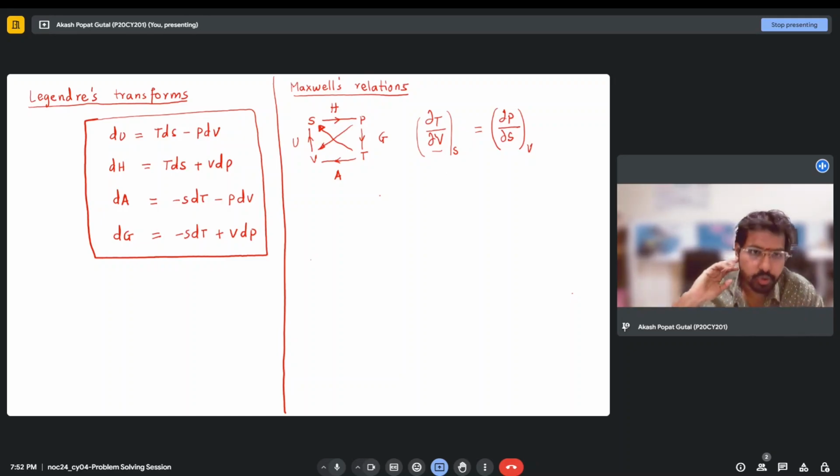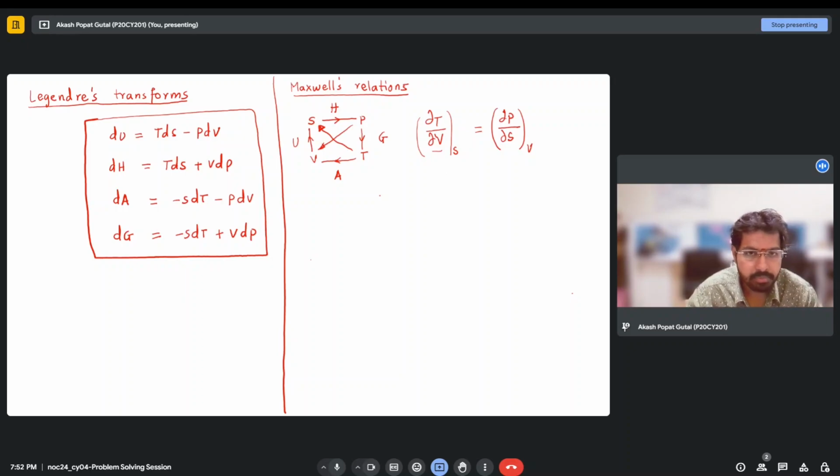How to remember sign? We don't need to remember sign. Just need to understand how sign works. We know that temperature and volume are directly proportional. If you see temperature and volume, we know PV is equal to nRT. V and T are directly proportional, and we don't know what pressure and entropy. So we need to check that.